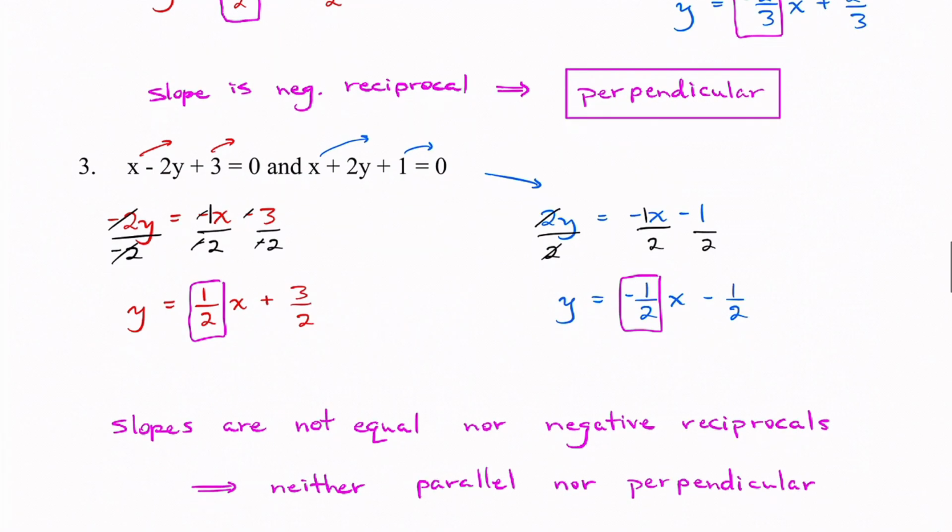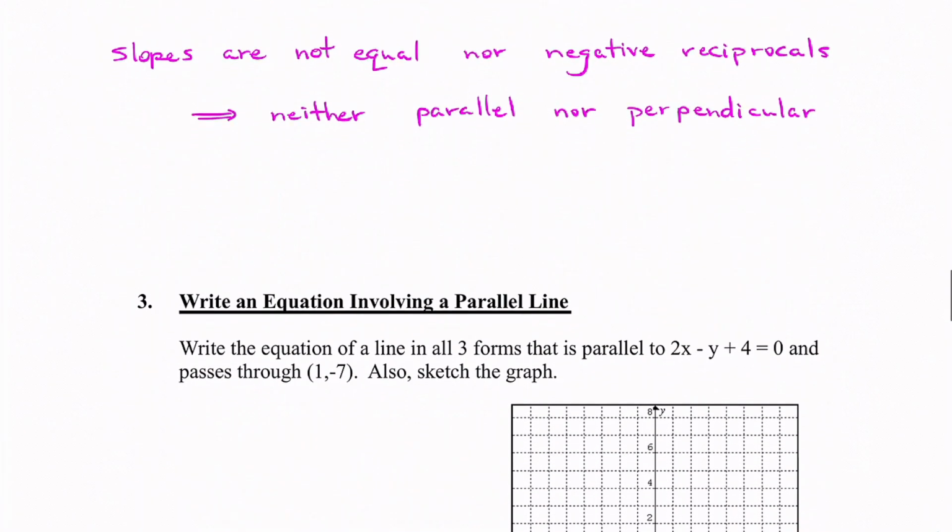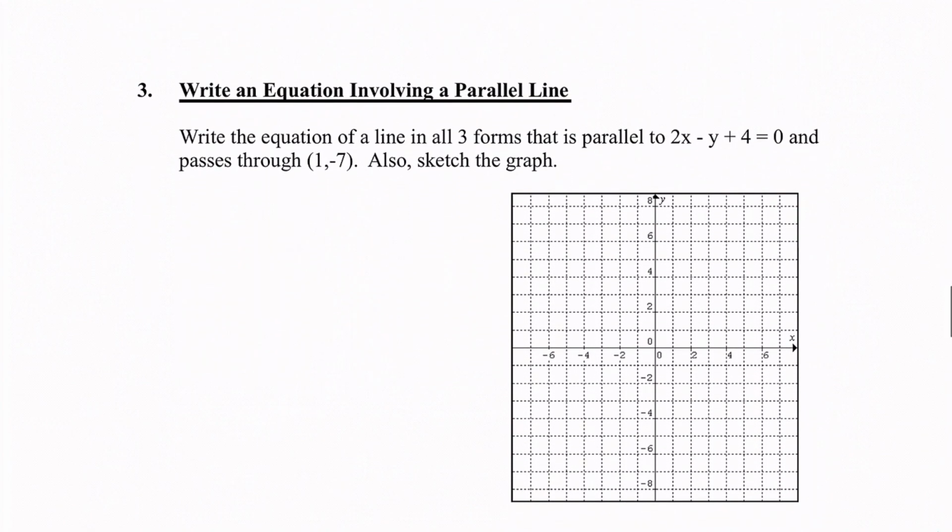The next thing we're going to be looking at is writing an equation involving a parallel line. So it says write the equation of a line in all three forms. So we're talking about our point-slope form, our slope-intercept form, and our general form. So it has to be parallel to this equation, and it has to pass through the point 1 and negative 7. And then lastly, we're going to sketch a graph.